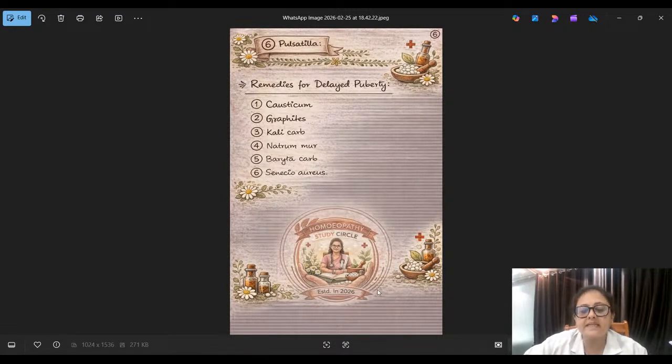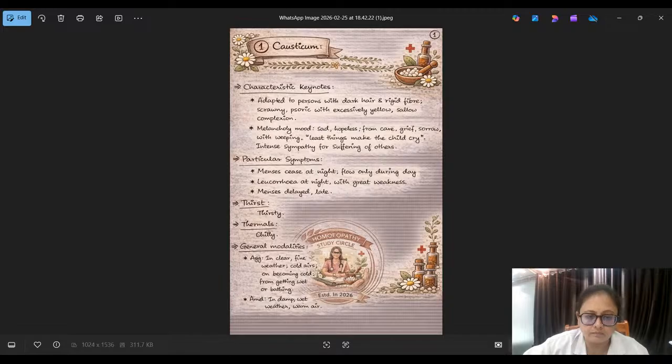Okay, next. See, these were the remedies for precocious puberty. These are the remedies for delayed puberty. Okay, so first, Causticum. Causticum is adapted to persons with dark hair and rigid fiber, scrawny, psoric, with excessively yellow sallow complexion. So, Causticum is for robust persons. Materia Medica says for robust persons.